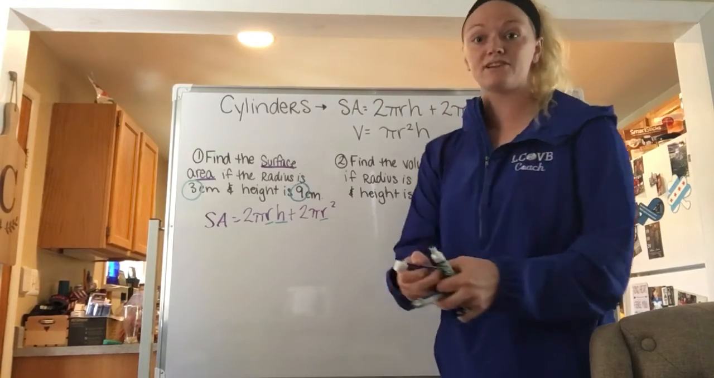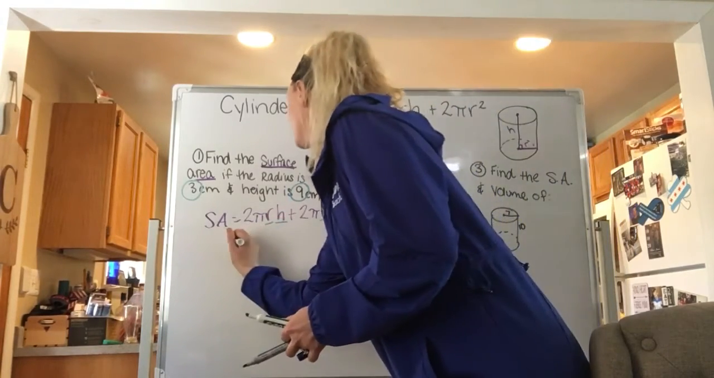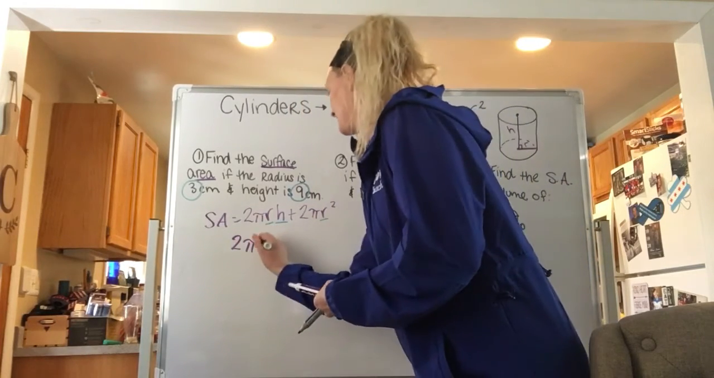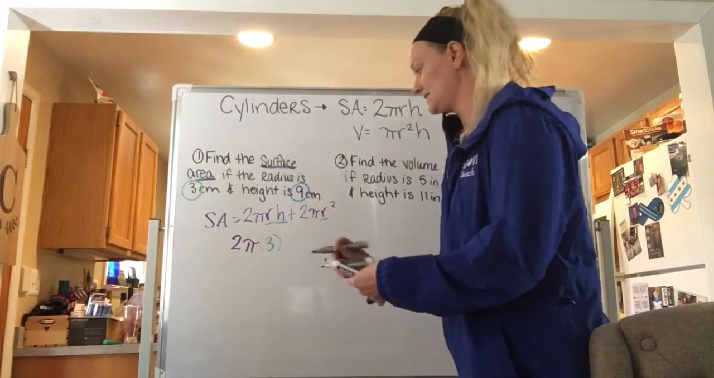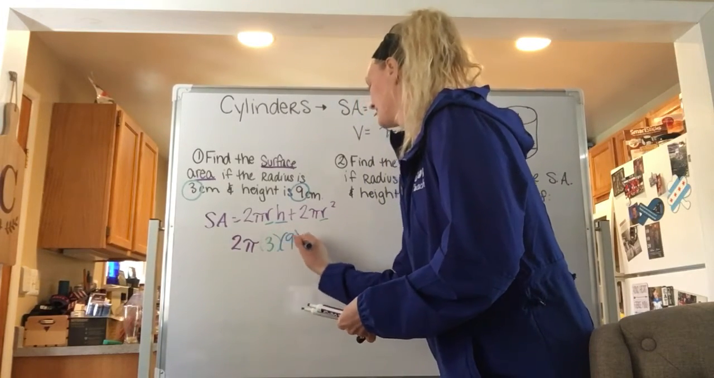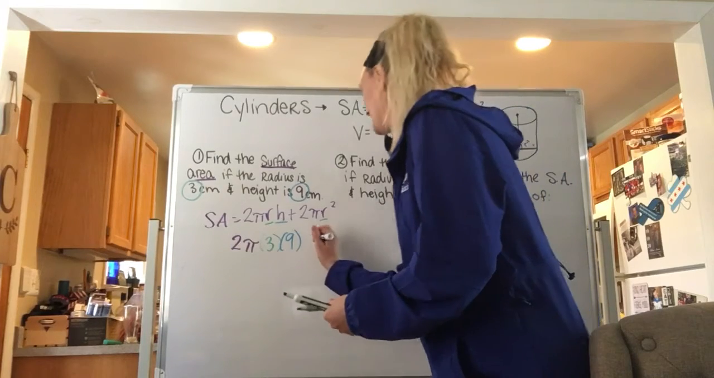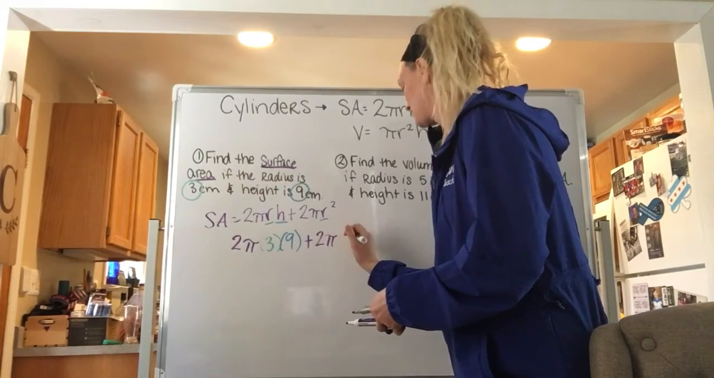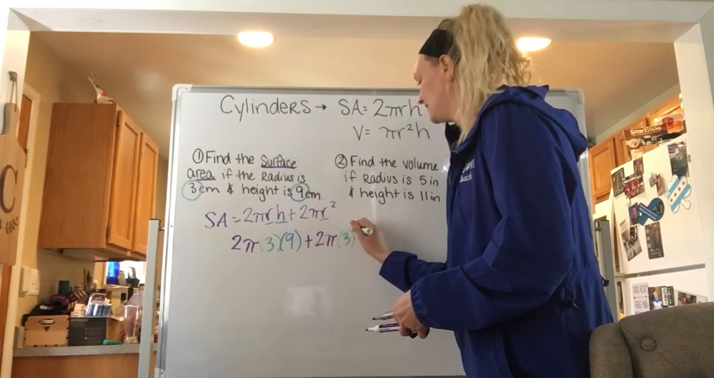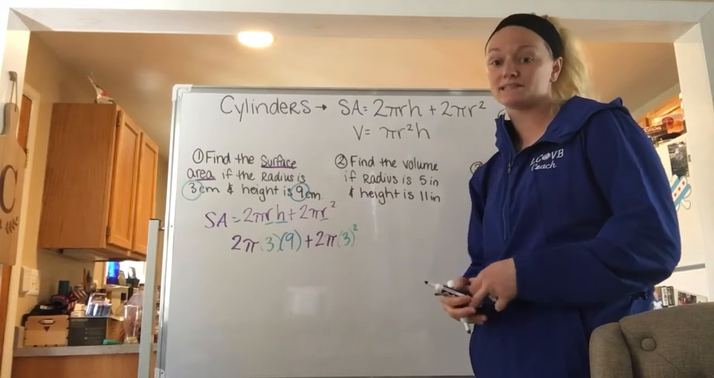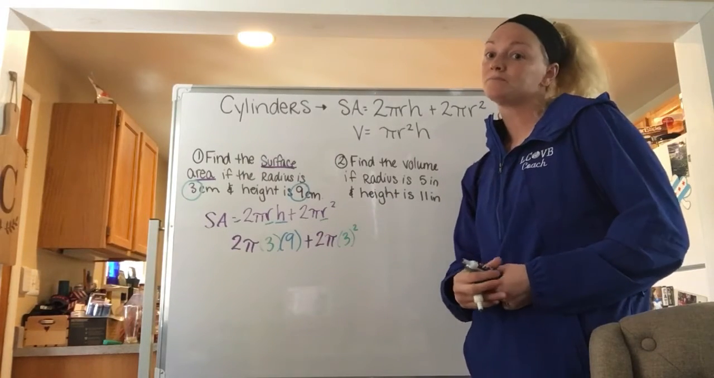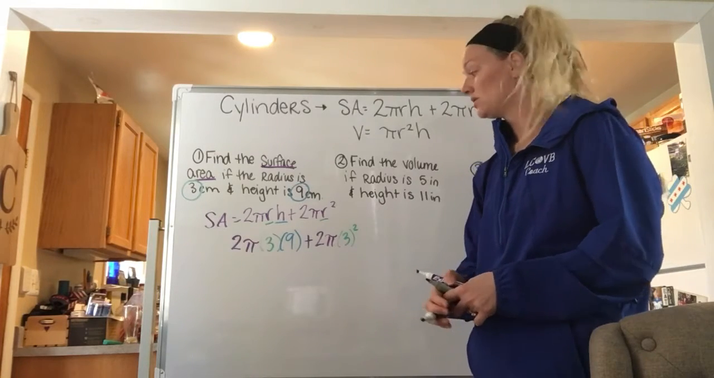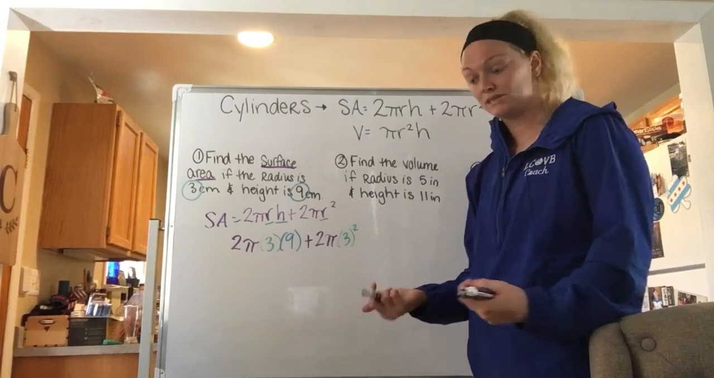Okay, so if I'm going to put everything in here, it tells me to do 2 times pi times the radius, right, times the height, which is 9. Okay, plus 2 pi times my radius squared. And again, that radius was 3. Okay. So all I did was plug in my radius and my height. Now, remember, if you are going to plug in pi, you can plug in 3.14 for it. Or we can do some math before we do that.